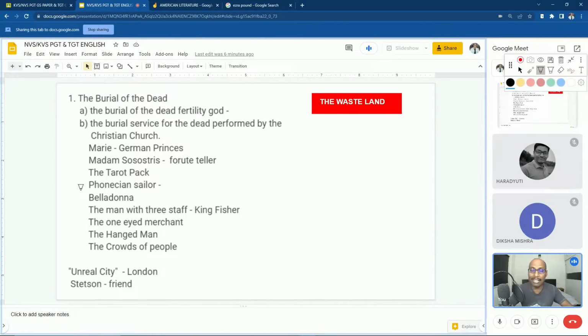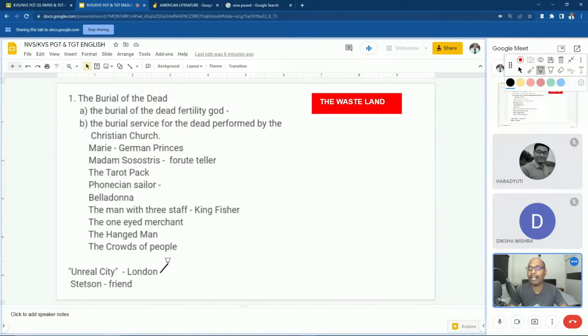And we find a Phoenician sailor who is actually drowned in the water. And the man with three staves, the Fisher King, is found in the first part. The one-eyed merchant is also found, the hanged man, and the crowds of people. All were living in an unreal city, that is London. So all these people were living in a place which, according to the poet, is considered a wasteland, because they don't have any kind of remorse or guilt for the actions which they are performing in their life.